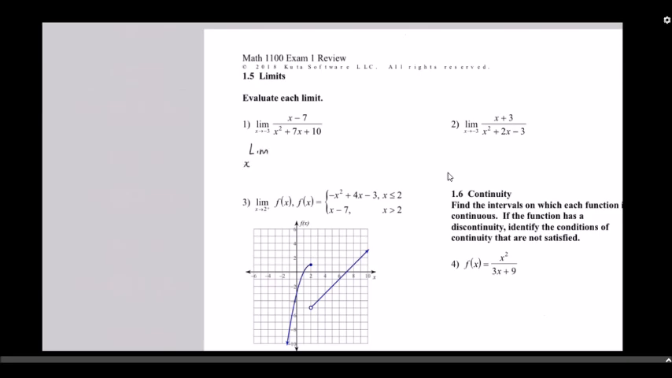So I'm going to rewrite this problem and factor the denominator, because you want to make sure that you're not going to divide by 0. And the denominator factors into product of x plus 2 times x plus 5.